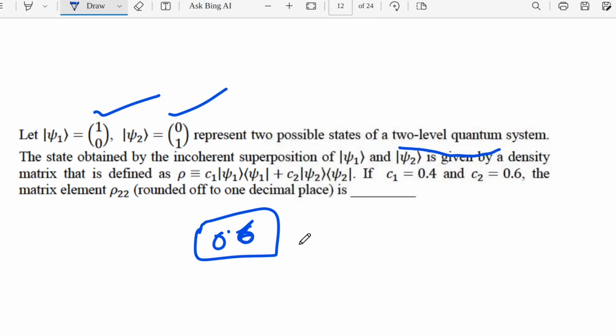The state obtained by the incoherent superposition of psi 1 and psi 2 is given by a density matrix that is defined as rho, and rho is given as C1 |psi 1><psi 1| plus C2 |psi 2><psi 2|. If C1 is 0.4 and C2 is 0.6, the matrix element rho 22 rounded off to 1 decimal place is what? And the answer will be 0.6.